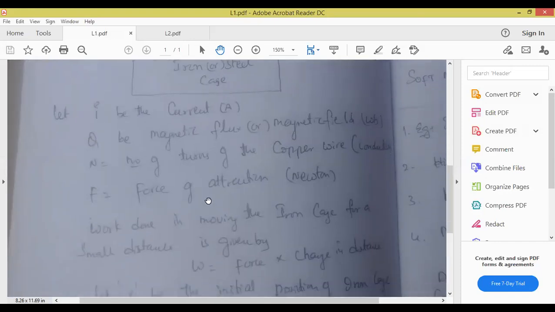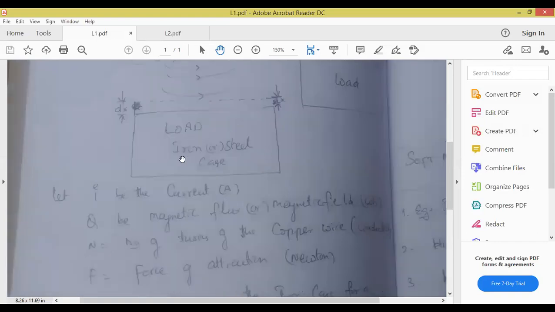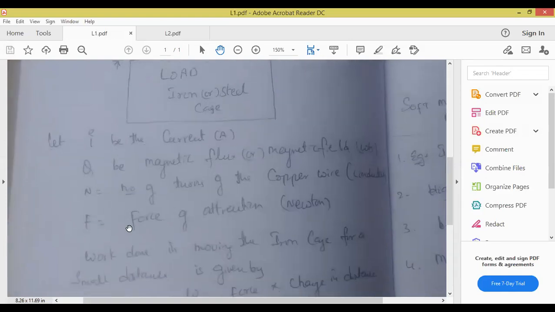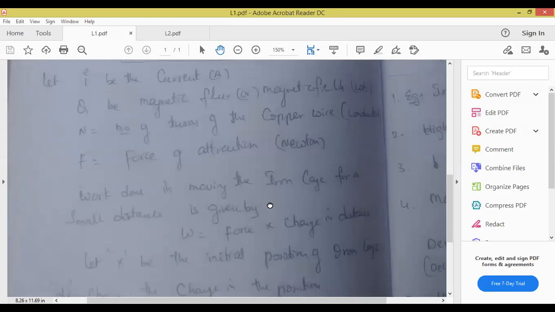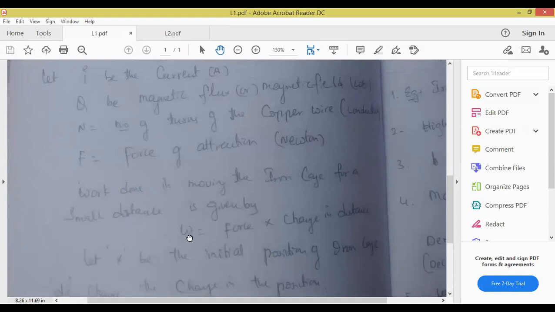Okay. Now all students, you understand this word. What is this word? Anyone read out? Work done. Sir, why you are using this word? Because whenever any object is moving from one place to another place and the magnetic field is making that object move from one place to another place, we use the word work done. Work done in moving the iron cage for a small distance is given by, what is the work done formula? W is equal to force into change in the distance.